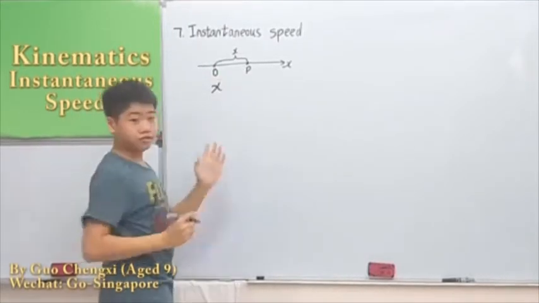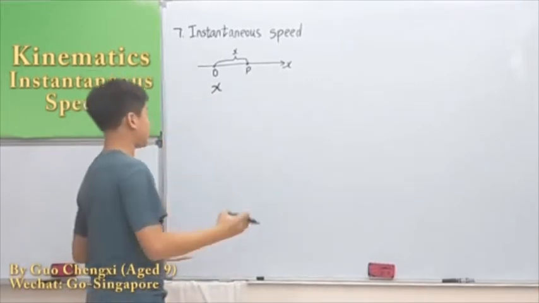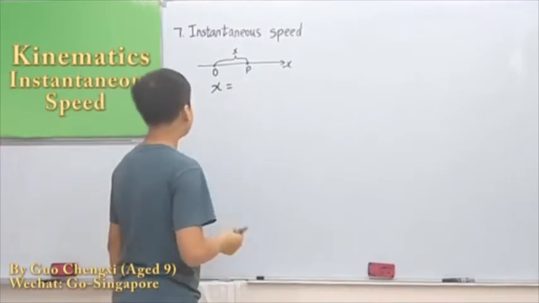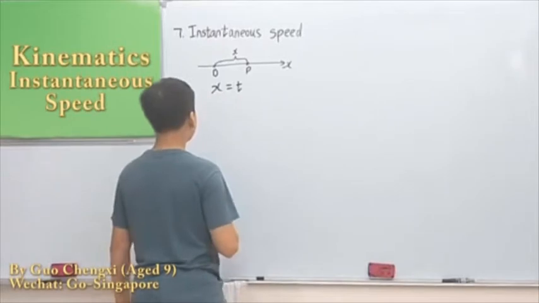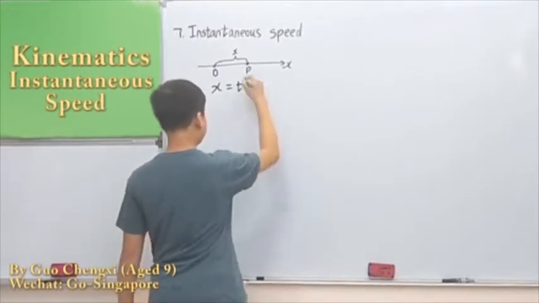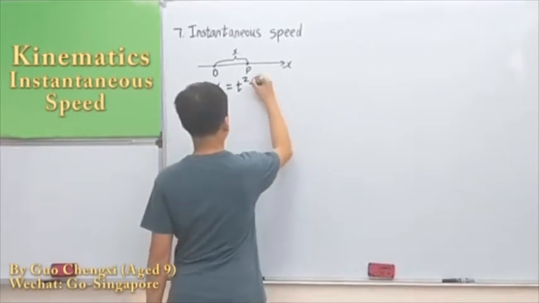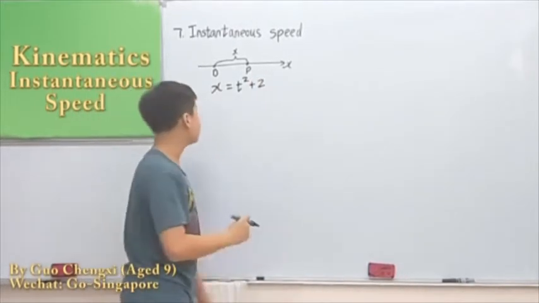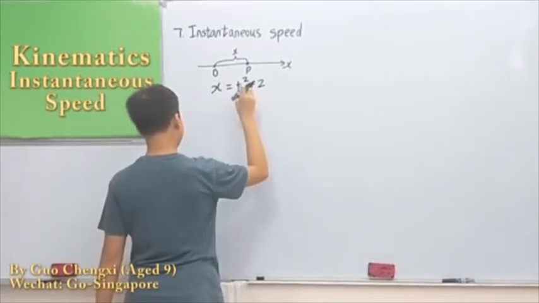Then we have to give a definition for this x, about how to use different parts like the time to find x. To find x, we could use the square of the time, t squared, and then add 2. So we have this x and this time.